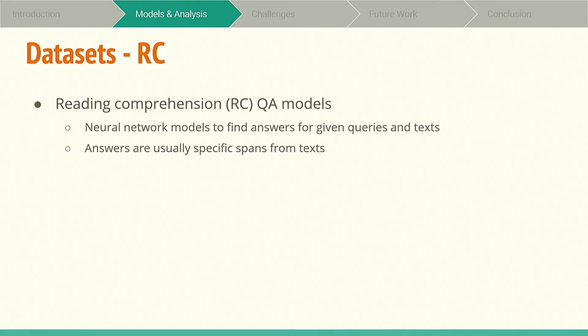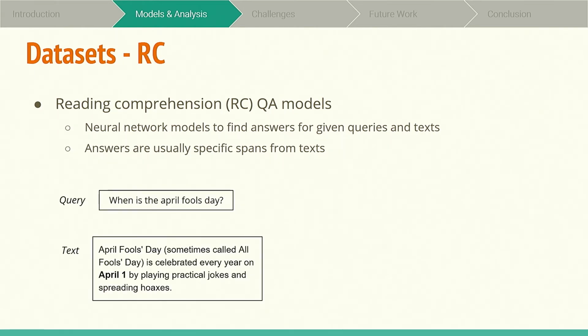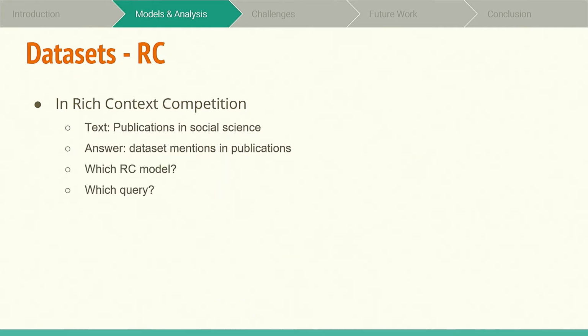A reading comprehension model is basically a neural network that can reply to a question given a text. And in this text, we must have the answer explicitly. So, for example, given the query "when is April Fool's Day" and the text, where we have the answer, the model can retrieve the answer, April the 1st. So in our application, the text is just the publication, and the answer is the dataset name. Now we need to know which model to use and which queries.